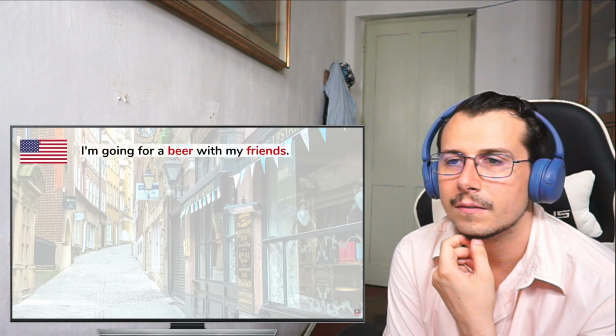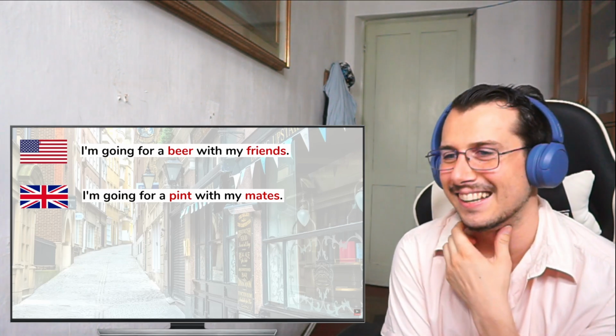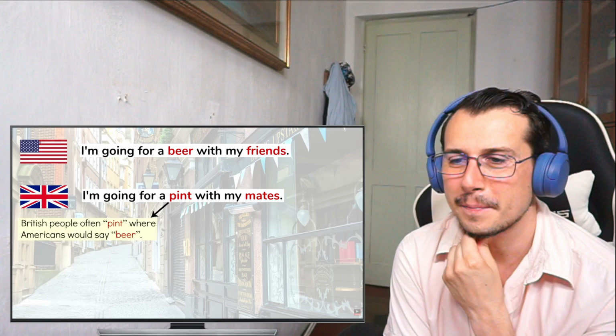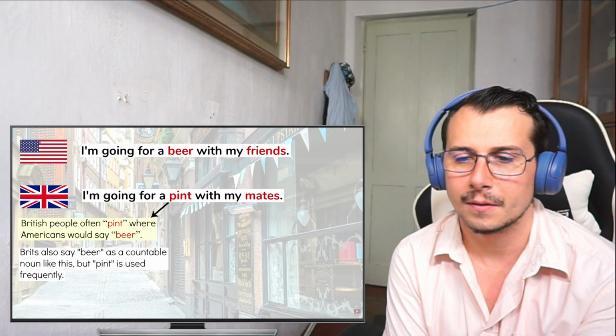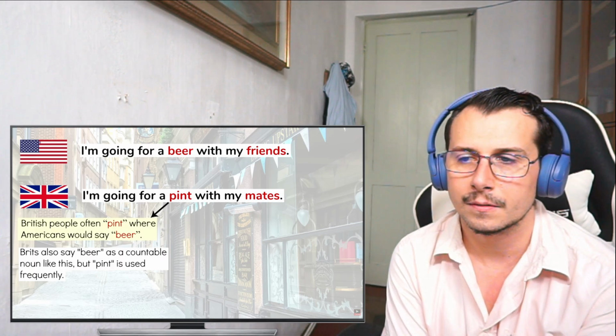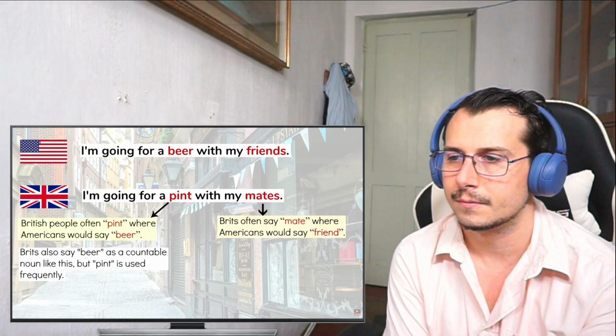In the US, I'm going for a beer with my friends. In the UK, going for a pint with my mates. Notice that British people often say pint, where Americans would say beer. Brits also say beer as a countable noun like this, but pint is frequently used. And notice that Brits often say mate, where Americans would say friend.